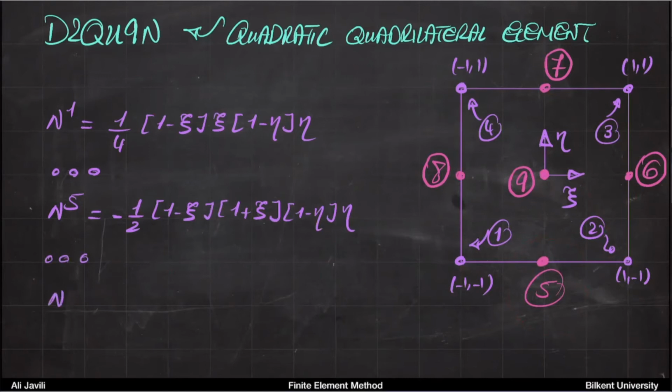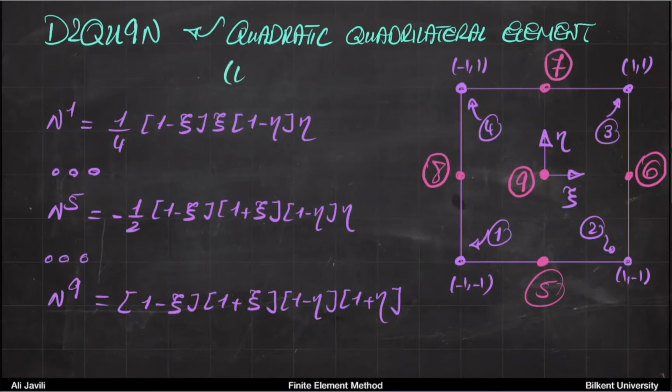And then eventually, let me write N9. N9 would be 1 minus xi, 1 plus xi, 1 minus eta, and 1 plus eta. Okay, so that would be your quadratic quadrilateral element. And by the way, it is also usually called Lagrange quadratic element. Okay, so it's a Lagrange quadratic element.